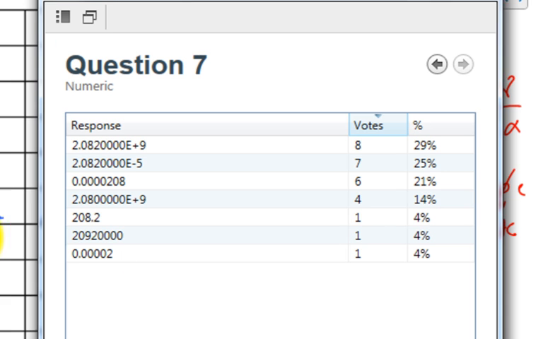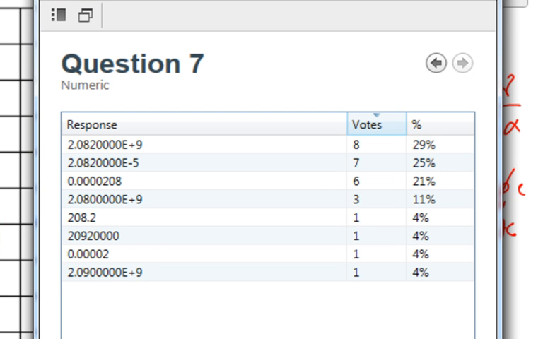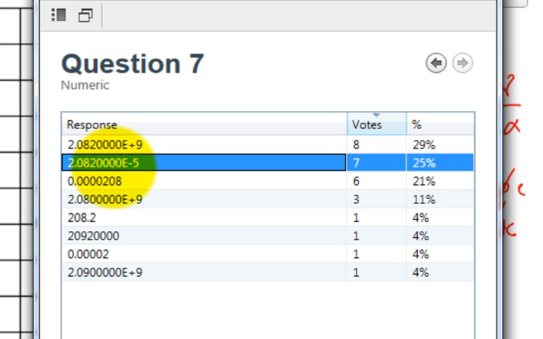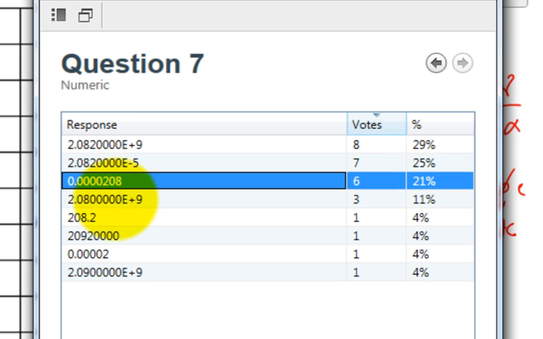Yours is not up there? No. Oh, no, they're all up there. The iClicker automatically corrects it to the plus 9. Oh, it does? But it needs to be a negative 9. There is a negative 5. So this one is close. This is actually the right one, right? So that one's correct. We'll take this one as correct.